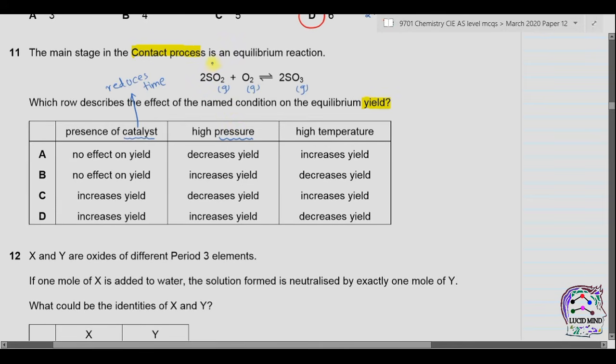So finding the number of moles, there are 2 moles of sulfur dioxide and 1 mole of oxygen on the reactant side, and we have 2 moles of sulfur trioxide on the product side. So overall there are 3 moles on the reactant side and 2 moles on the product side. As we know, if the pressure is increased, then the reaction moves in the forward direction.